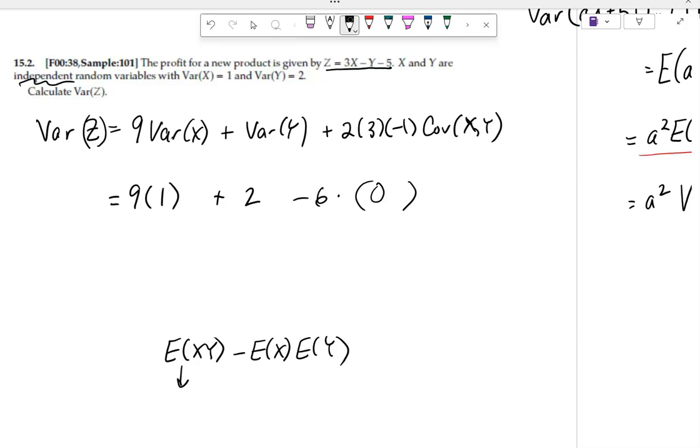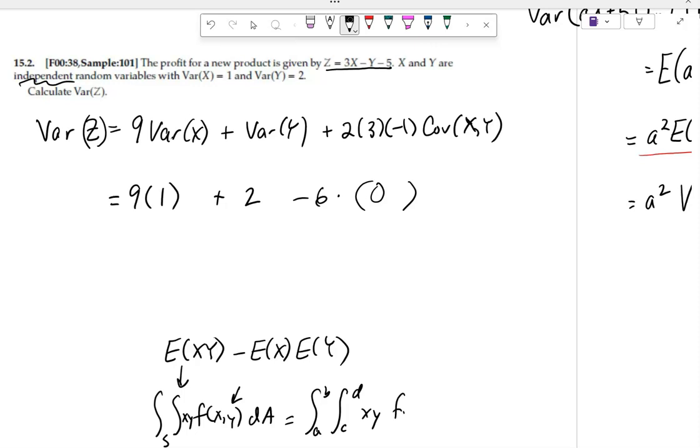Expected value of xy is the double integral over your sample space of xy times your PDF, right? We agree? Or the double sum, discrete or whatever. But independent would tell you two things. First, it would tell you that your sample space is rectangular. What else does it tell you that you can do with your PDF if they're independent?